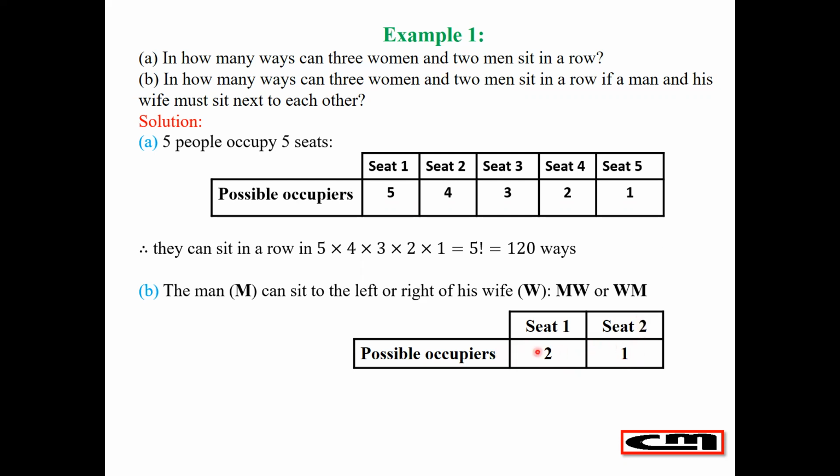But together, in how many ways can they sit together? Again, we apply the fundamental counting principle, which simply states that the couple can sit together in 2 times 1, right? Which gives us 2 factorial ways. So the couple can sit in 2 factorial ways.